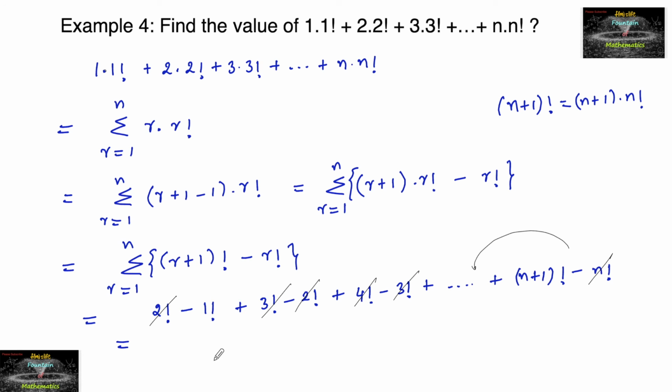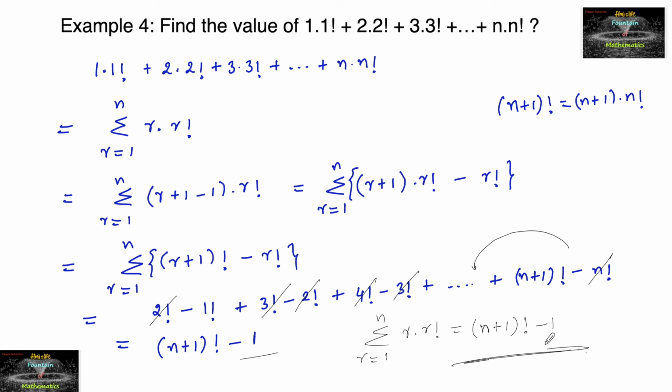So finally it's left with n plus 1 factorial minus 1 factorial. So 1 factorial is nothing but 1. So we can go with the answer: summation of 1 into 1 factorial plus 2 into 2 factorial and so on up to n into n factorial is equal to n plus 1 factorial minus 1. So we can also remember this as a property: summation r is equal to 1 to n of r into r factorial is equal to n plus 1 factorial minus 1. Okay, right.